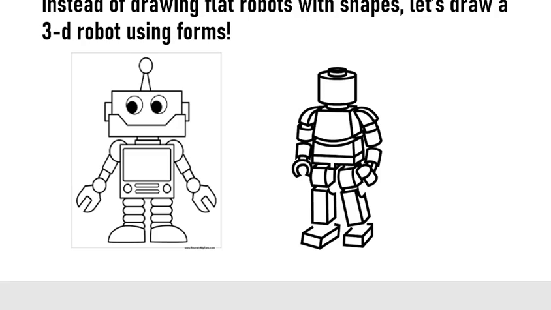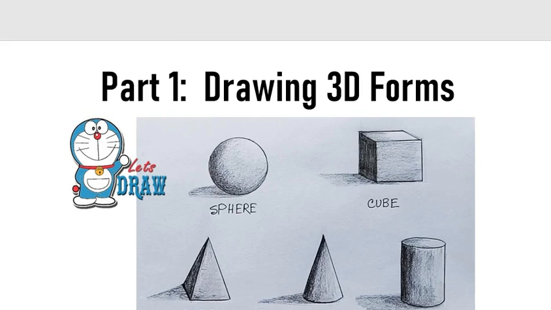So instead of drawing flat robots with shapes, like this guy over here, we're going to learn how to draw a 3D robot using forms, like this guy over here. So part 1, today we're going to learn how to draw 3D forms. We will also learn how to accurately place values onto a shape to make it into a three-dimensional form.